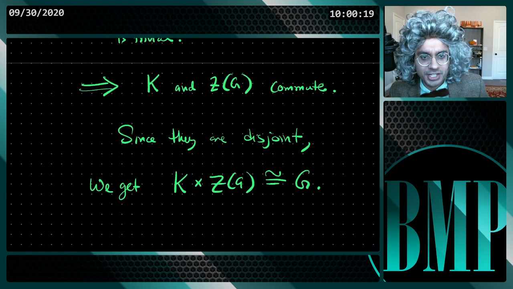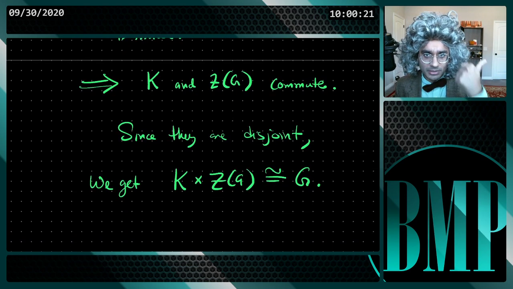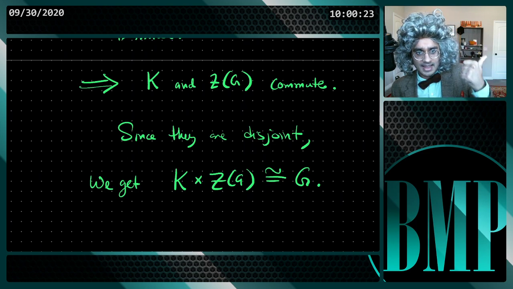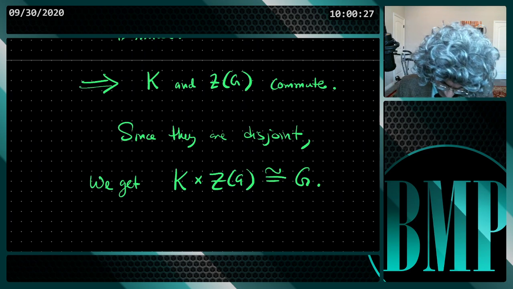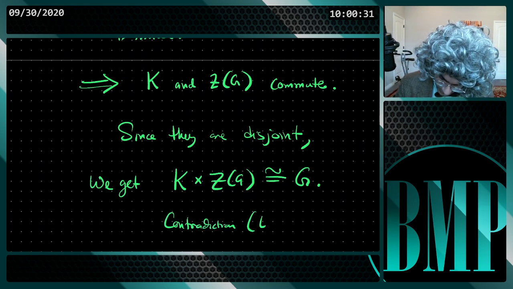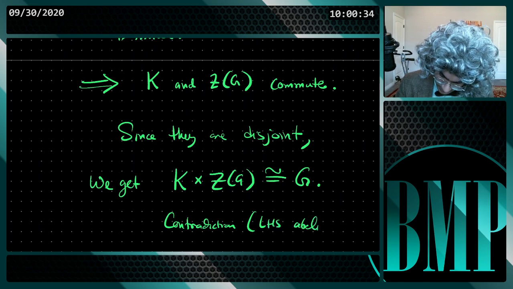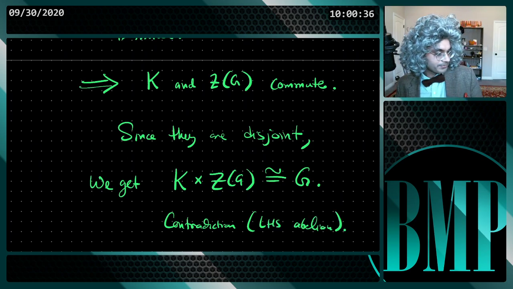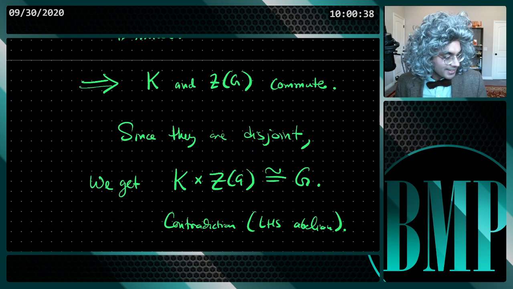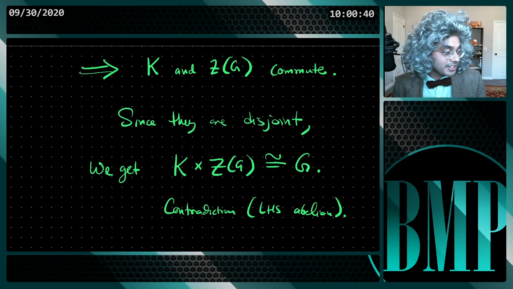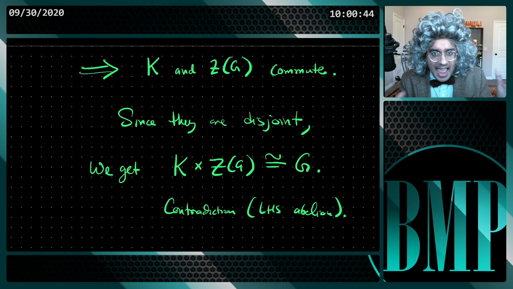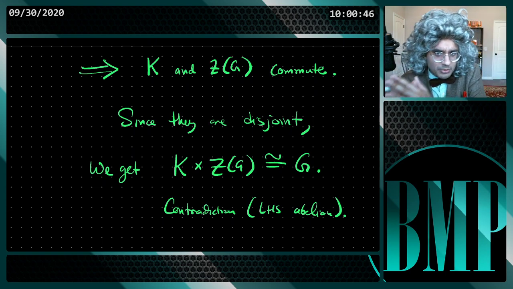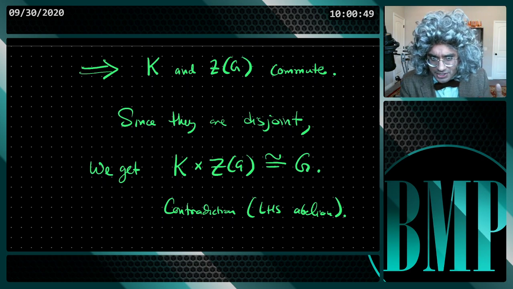But this is a contradiction, because the left-hand side is abelian and the right-hand side center was assumed to be smaller. All right? There are many similar types of situations where you have an action by some subgroup on a normal subgroup and deduce that the action is trivial.